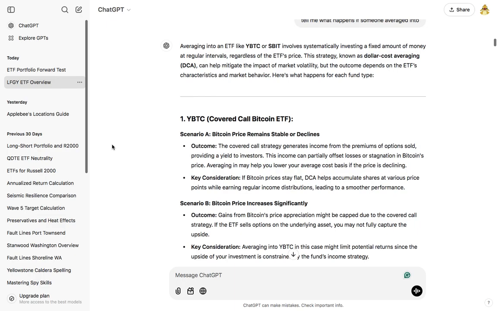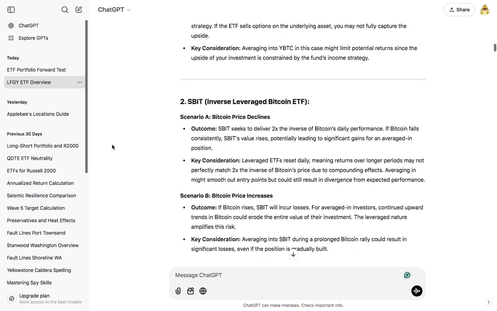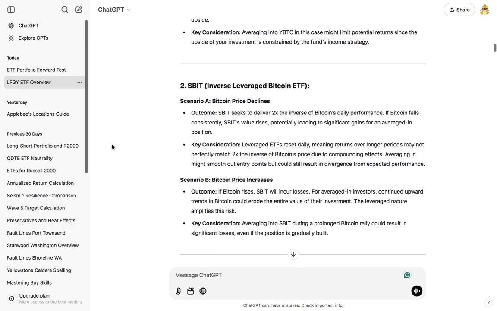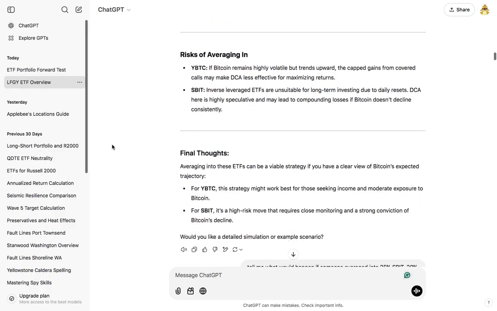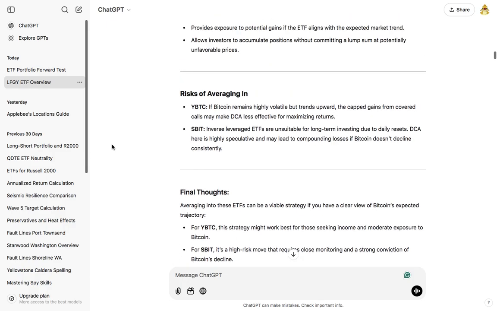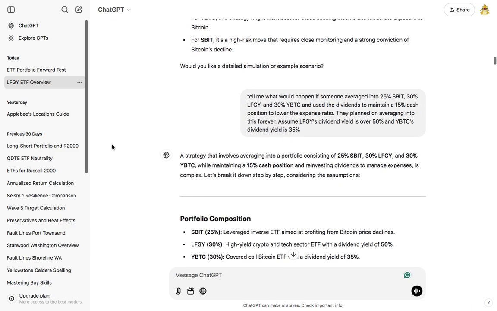And so the first thing I had to do was ask what happens if you average into the ETFs just by themselves. This was really just kind of training ChatGPT to get into the mindset of what we're talking about. We're talking about averaging into a pair of ETFs. It didn't realize that I was asking for a pair of ETFs. It just did them individually. So I made sure to clarify.